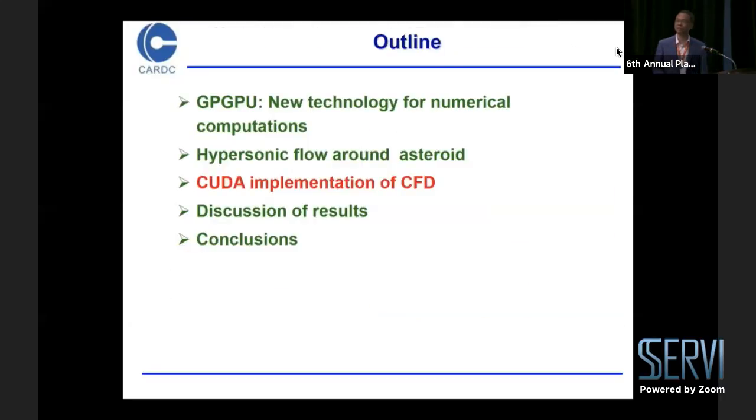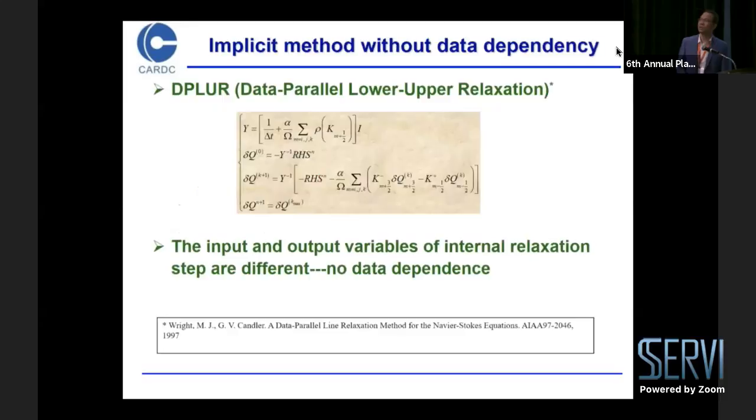The third part is the CUDA implementation of CFD. Implicit method without dependency. For the GPU, an explicit scheme is a good choice, but when the CFL condition restricts it, the time step of the explicit method is too small. Thus, we use an implicit method called data parallel lower-upper relaxation method. In this method, the input and output variables of the internal relaxation step are different, so there is no data dependency.